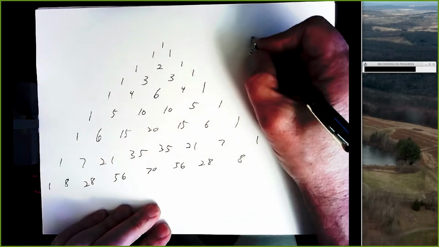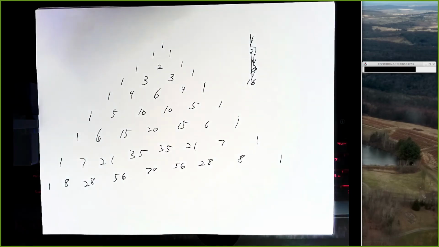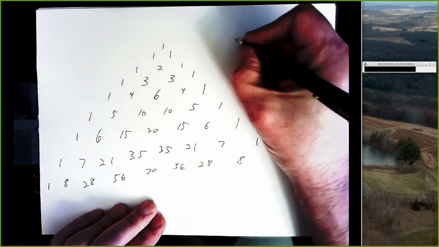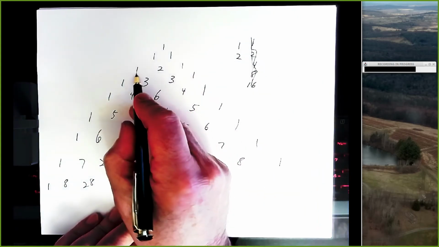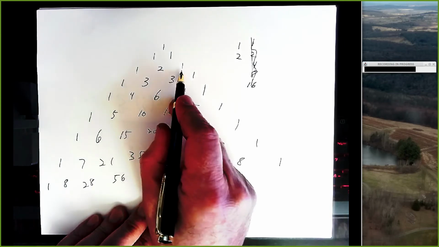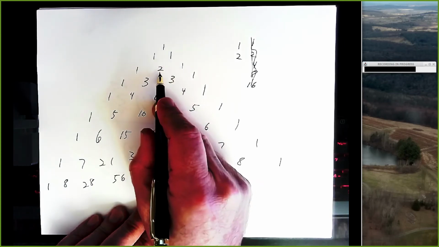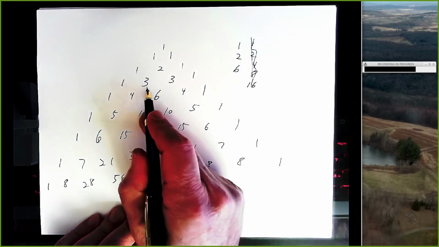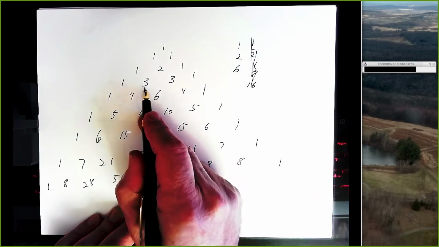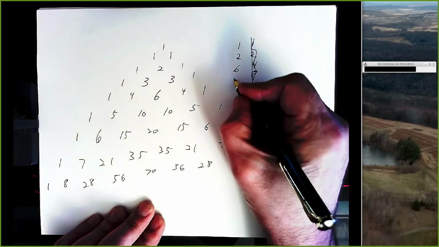Well, let's look at some weirder stuff. Suppose we add the square of each element on each row. So 1 squared is just equal to 1. 1 squared plus 1 squared is equal to 2. 1 squared plus 2 squared plus 1 squared. Well, 2 squared is 4 plus 1, that's a 6. 3 squared is 9. 1 plus 9 is 10. Plus 9 is 19. Plus 1 is 20.